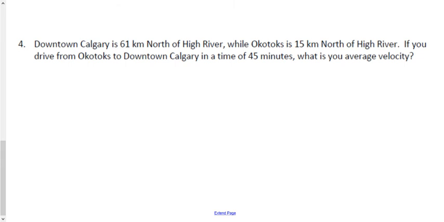Okay, finally, number 4. It says downtown Calgary is 61 kilometers north of High River, while Okotoks is 15 kilometers north of High River. Drive from Okotoks to downtown Calgary in 45 minutes. What's your average velocity? From Okotoks to downtown Calgary.